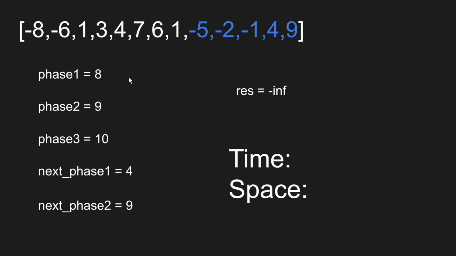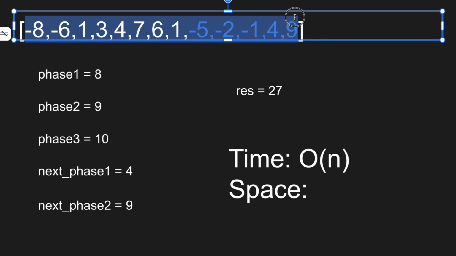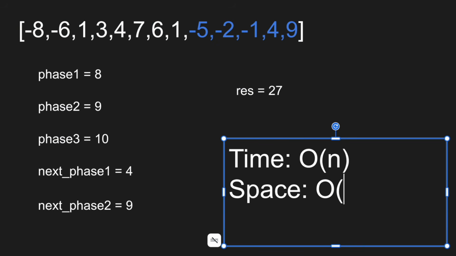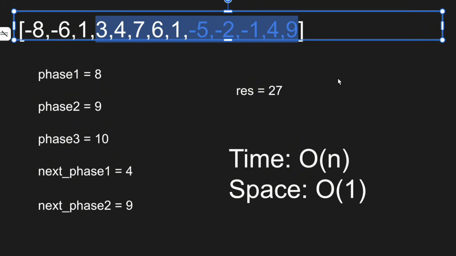But now that we are at the end, we can add up these 3 numbers, which is equal to 27. So we can return 27 as the result. And the time complexity would be O of n, where n is a number of elements in the input array because that is how many numbers we will iterate through. And the space complexity would be O of 1 because the size of these variables will not depend on the size of the input array.